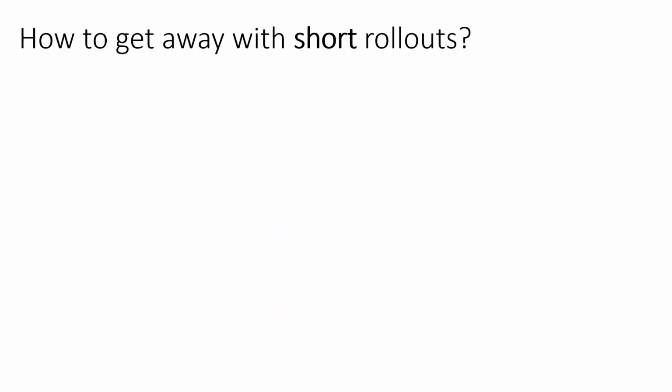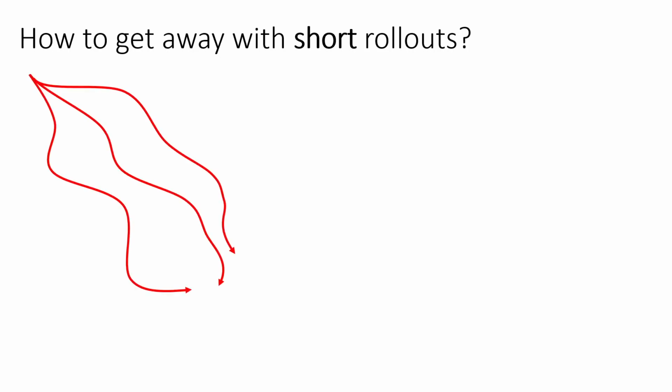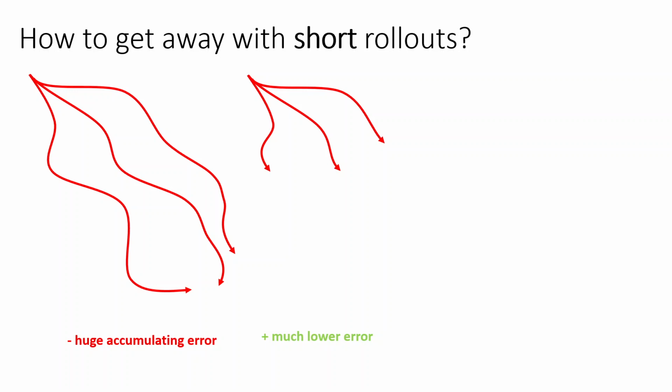So perhaps what we want to do is avoid long rollouts. Perhaps we want to devise model-based RL methods that can get away with only ever using short rollouts. Can we do something like this? Long rollouts are bad because they have huge accumulating error. Well, what if we just reduce the horizon? Our task has a horizon of 1,000, and we'll limit our rollouts to only 50 steps. This will have much lower error. The problem is that, of course, an MDP with a horizon of 1,000 doesn't look the same as the same MDP with a horizon of 50.